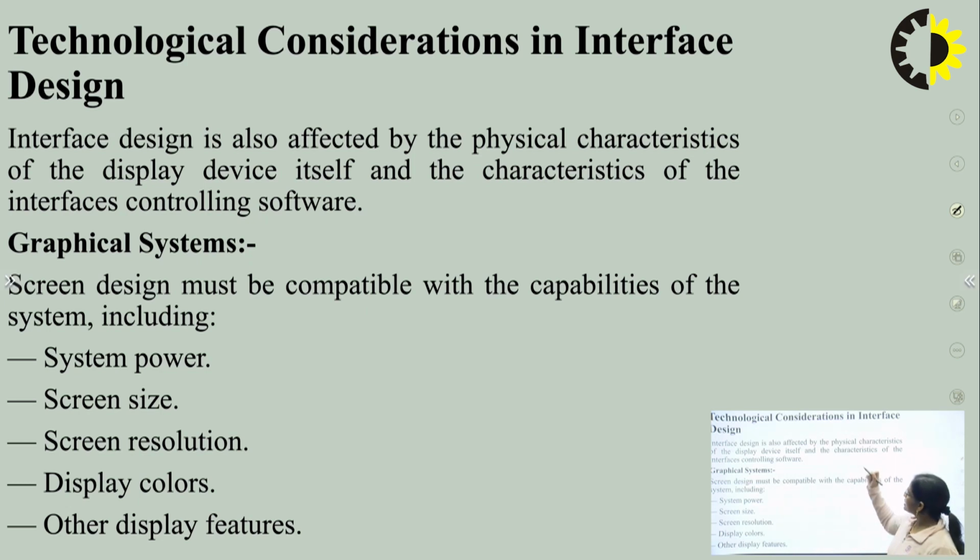Then technological considerations in interface design. Interface design is also affected by physical characteristics of the data and of the display device itself, and the characteristics of the interface controlling software. So for a graphical system, screen design must be compatible with the capability of the system, including system power, screen size, screen resolution, display color, and other display features. So these are the considerations we have to follow for creating the screen design.